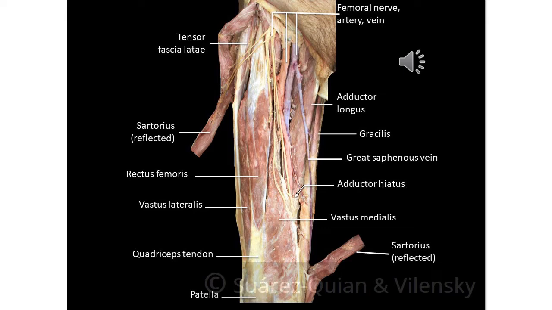Quadriceps femoris, as the name indicates, quadra means four. So there are four muscles. They arise from four different regions, but they have a common insertion. That common insertion is around the patella. So they are grouped as quadriceps femoris muscles.